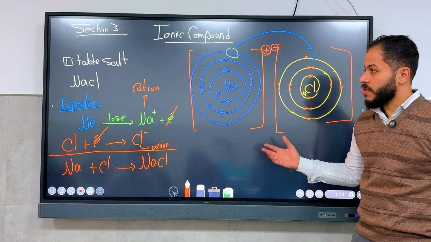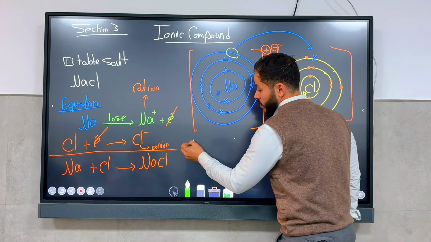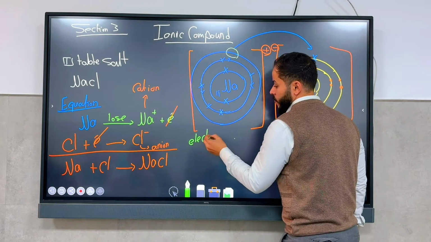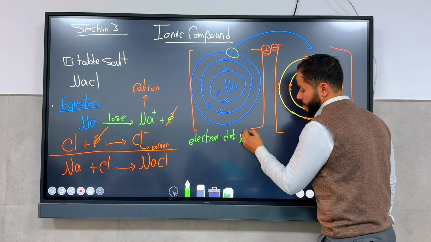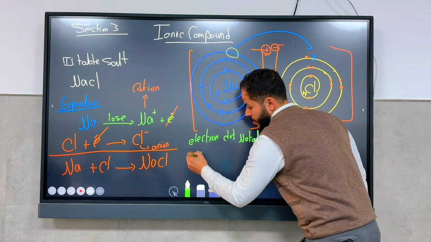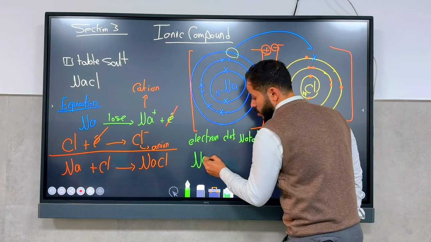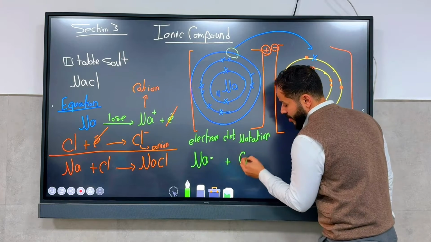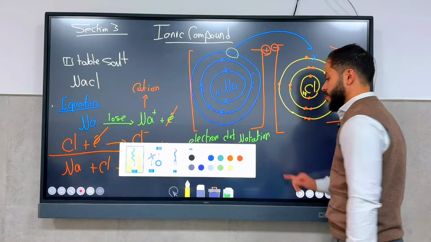Could we represent this by electron dot notation? Yes, we could. Electron dot notation. The sodium is in group 1, right? So how many dots are around? 1. Plus chlorine is in group what? 17. So how many dots are around?